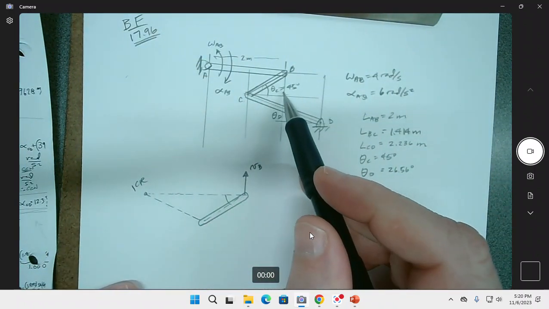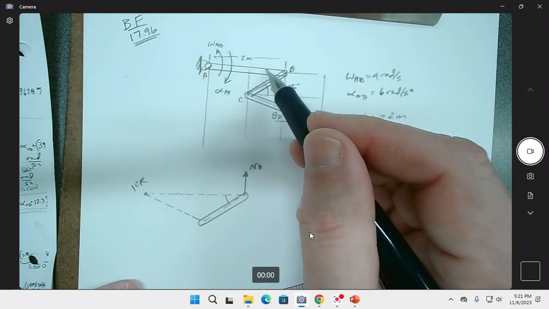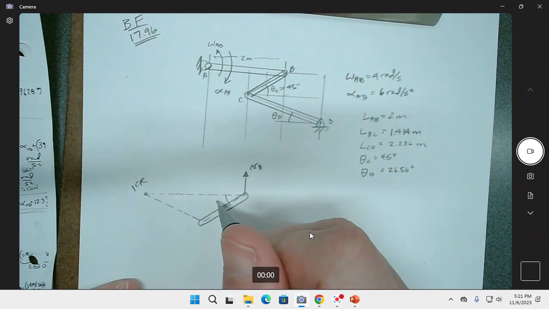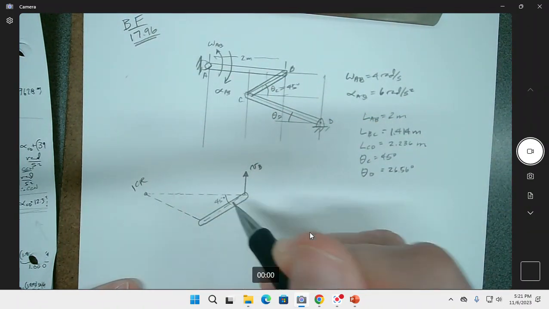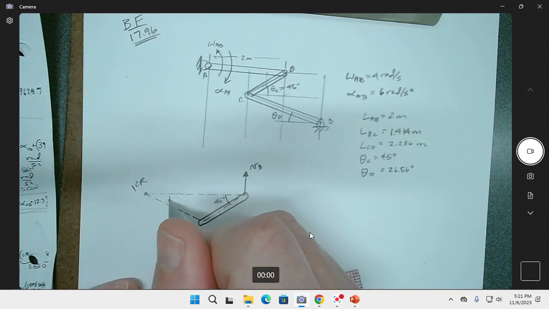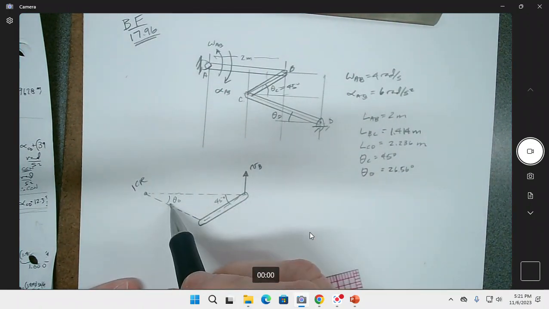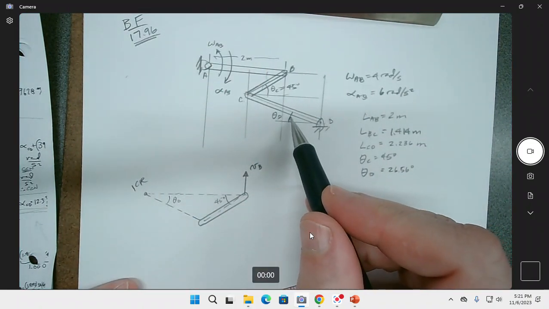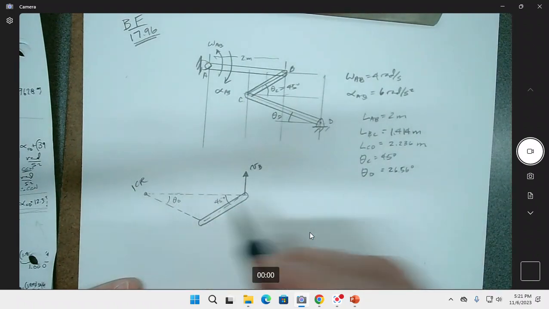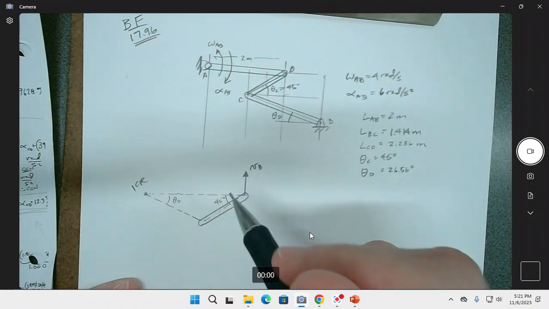Right, because this one is 45, so this one must be 45. That's like that parallel thing right there. Right? This one should be the same as what we could call theta D. That should be the same angle as this. And so that ends up being 26.56.